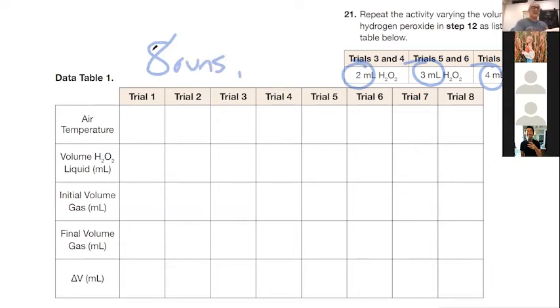Keep track of the air temperature every time. It might change. Just me being in this room is changing the air temperature slightly. It's going to get warmer the longer I'm in here breathing and giving off heat. Measure the initial volume of gas, the final volume of gas, and exactly how much oxygen is being produced, okay?